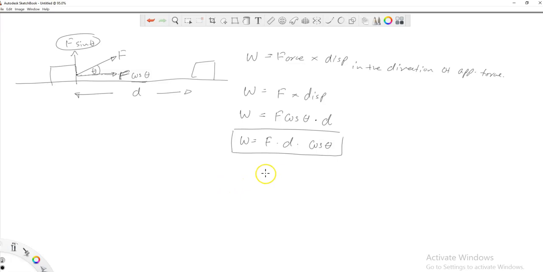Now if you think about this, if the angle theta is 0, cosine theta is 1. That means force and displacement are in the same direction, right? Or you can have any other angle like 30 degrees, 40 degrees, like that. So this is how we find the work.